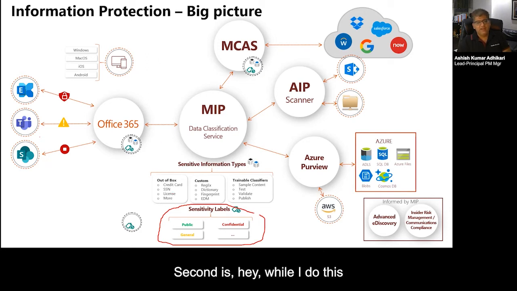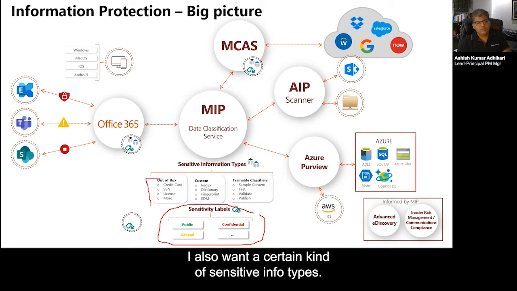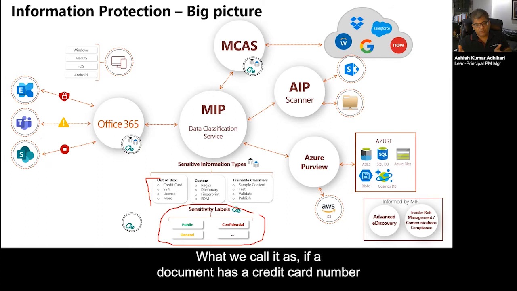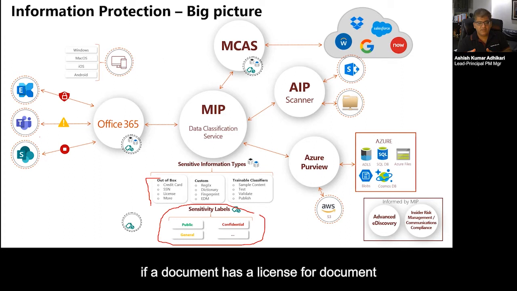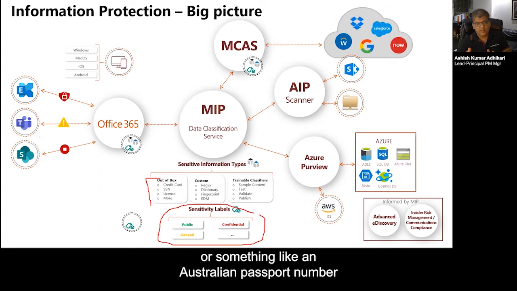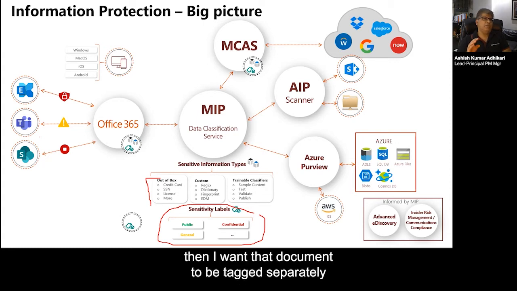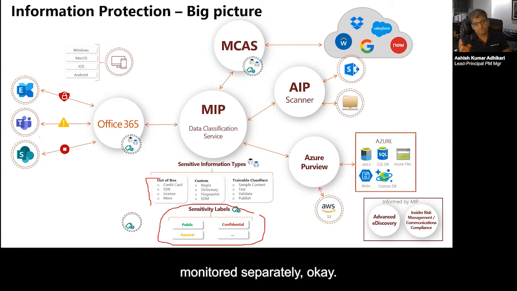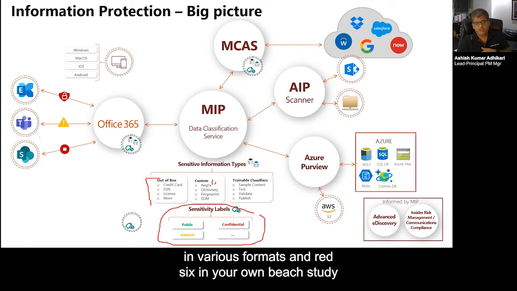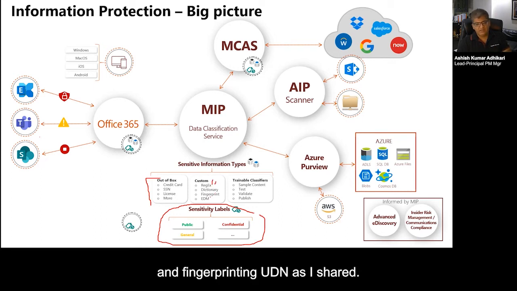Second is, hey, while I do this, I also want certain kind of sensitive info types, what we call them. If a document has a credit card number, if a document has a license, if a document has something like an Australian passport number, then I want that document to be tagged separately, monitored separately. Now we give you out of the box hundreds of such sensitive info types so that you don't have to build them. So that's the first thing. The second is we also give you the benefit of creating a custom sensitive info type in various formats, in regex, in your own dictionary, in fingerprinting, EDM, as I shared.